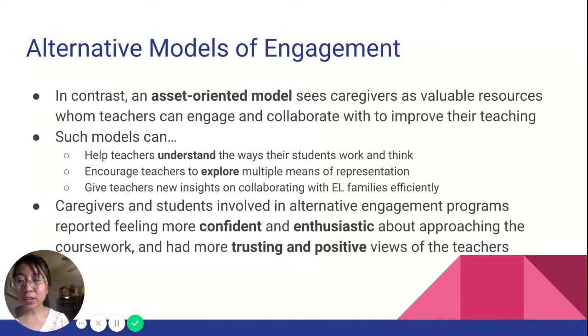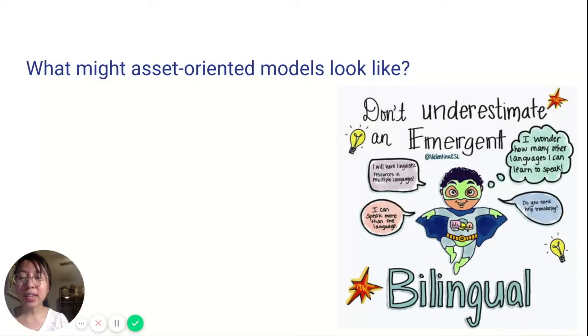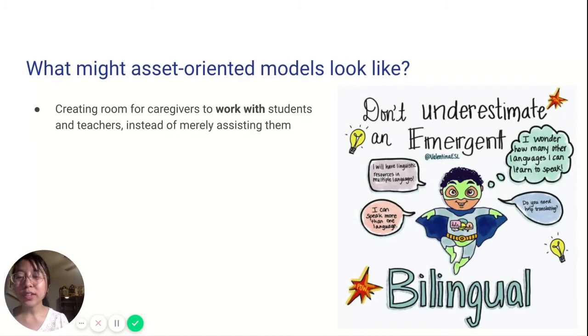So there have been several studies where alternative engagement programs have actually been conducted. And in this model, caregivers and students report feeling confident, enthusiastic about the coursework, and they had a better relationship with the teacher. Now, what are some examples of what an asset-oriented model might look like in a school? What we're trying to do is create room for caregivers to work with the students and teachers instead of assisting them on the teacher's own mission.